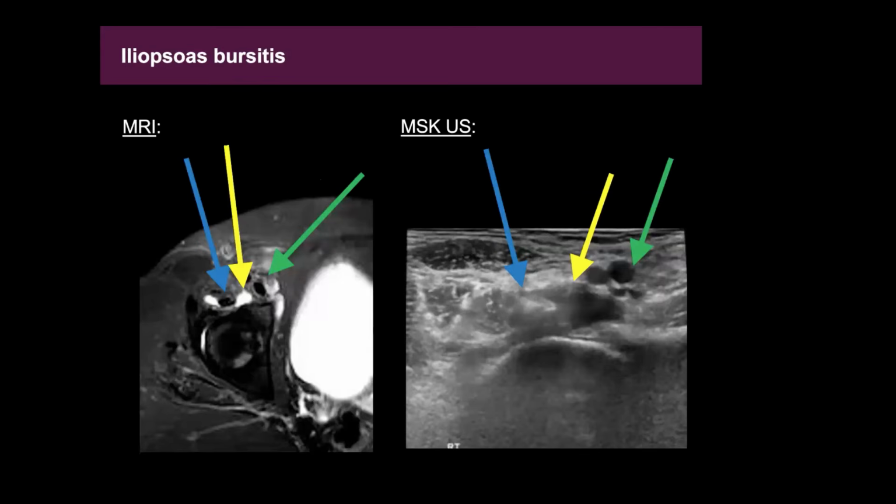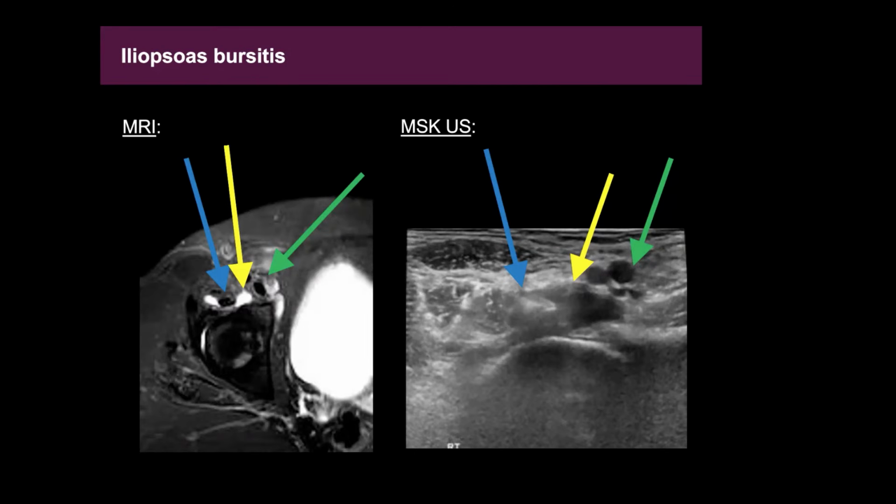If the patient has pathology like iliopsoas bursitis, the MRI images are on the left-hand side of the screen, and the ultrasound images are on the right-hand side of the screen. And if I were to put arrows on relevant structures, the blue arrow in this case points to the normal psoas tendon. And you can see on the ultrasound, the psoas tendon itself looks relatively normal. It has a hyperechoic, thin, fibrillar appearance.